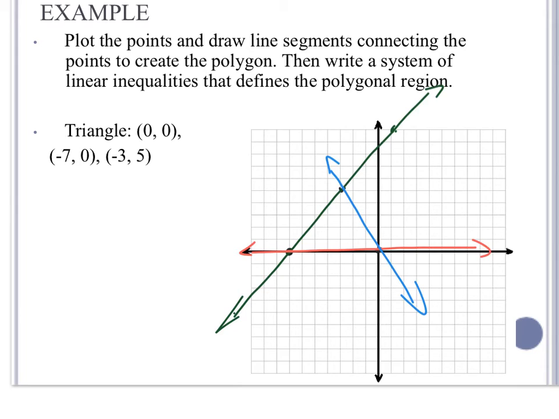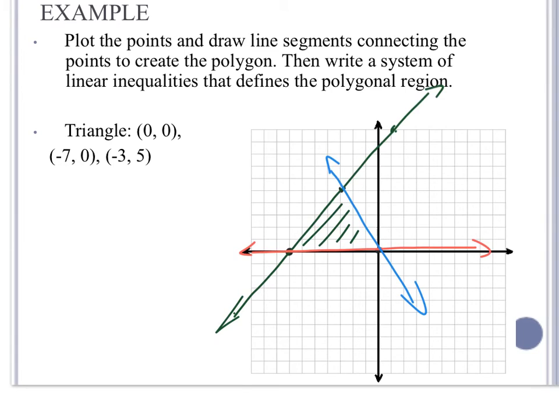Five, four, three, two, 1, and as you can see, I have plotted the 3 points that are asked for, and I've drawn lines through these. So to write a system of linear inequalities that defines this section in here, I need to find the equations of each of the lines. And to do that, I'm going to use slope-intercept form. The green line is probably the toughest, so let's start there.